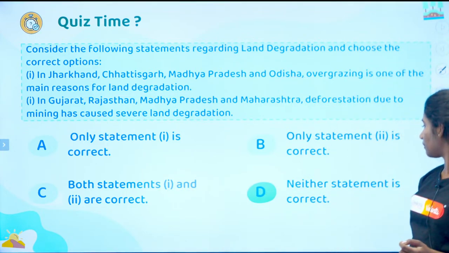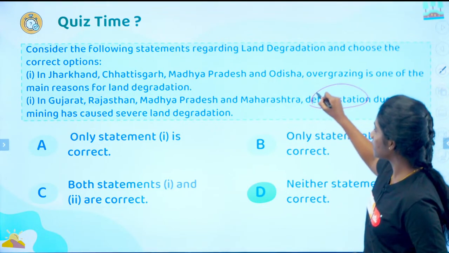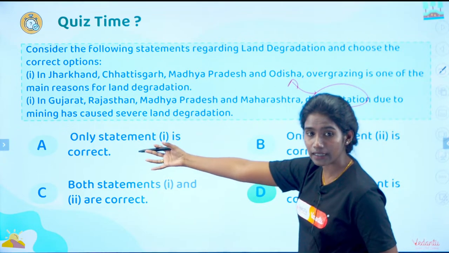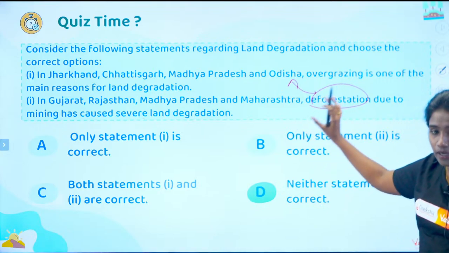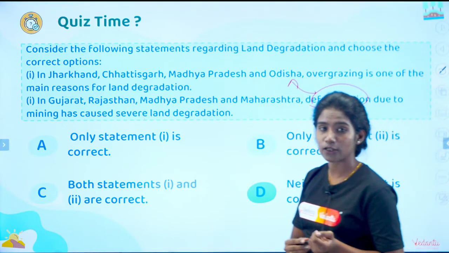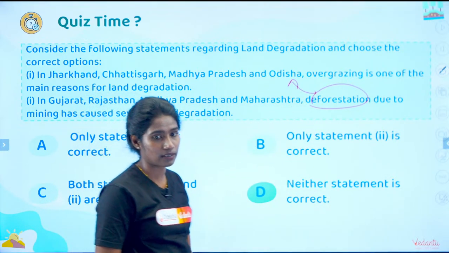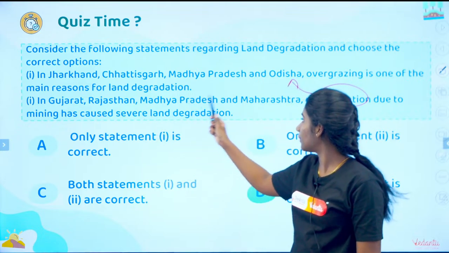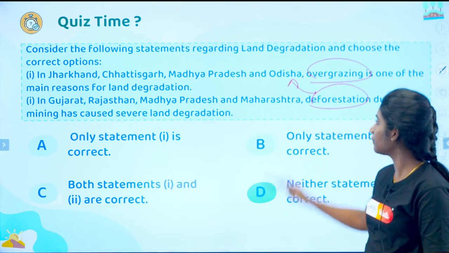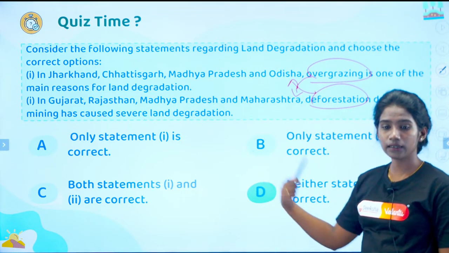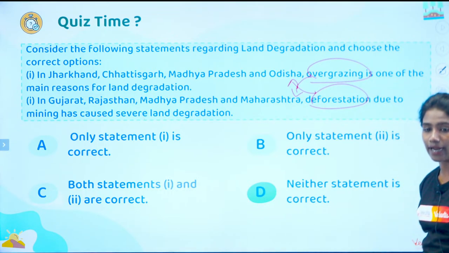See, both the statements are false, because here it is the opposite. In Jharkhand, Chhattisgarh, Madhya Pradesh and Odisha, land degradation takes place mostly because of deforestation. So the first statement is actually false. But in Gujarat, Rajasthan, Madhya Pradesh and Maharashtra, it's because of overgrazing that land degradation occurs. So, option D is the right answer.